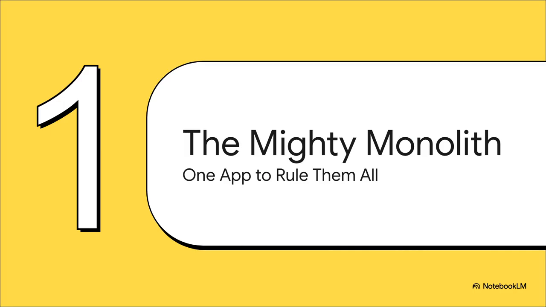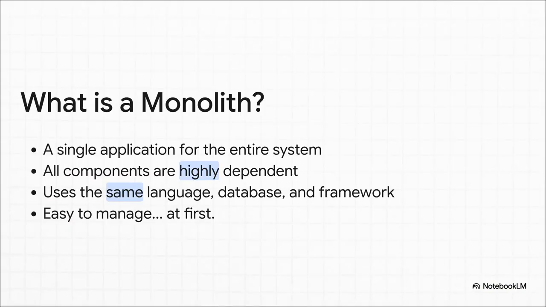But to really get why microservices even exist, we've got to look at the giant they were designed to replace, the monolith. For the longest time, this was just how you built software. It was the only game in town. So what exactly is a monolith? Well, picture one massive chunk of code for the entire system. I mean, everything. User profiles, the product catalog, the shopping cart, it's all tangled together in one place. Every part is deeply dependent on every other part, and they're usually all sharing the same language, the same framework, and the same single giant database.